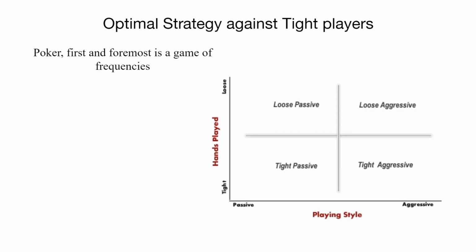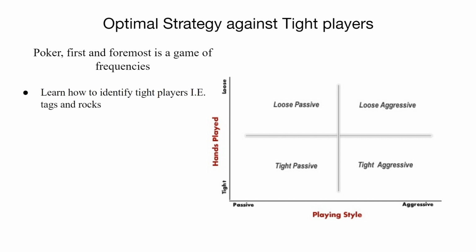So poker, first and foremost, is a game of frequencies. This can be interpreted as how often people are opening and how often people are calling, and you should pay attention to these actions at the table because these actions dictate the player's playing style and what they may or may not have. And this is how you begin to put people on a range.